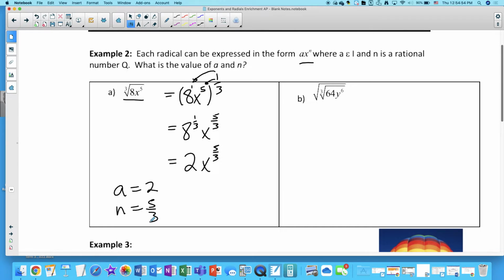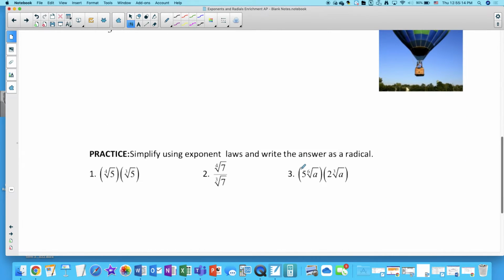Okay? All right. I think I'm going to actually skip this one just in the interest of time because it's very similar to the ones that we did before. But just picking up on that a and n piece. And then let's just finish this guy, and then that'll be it.